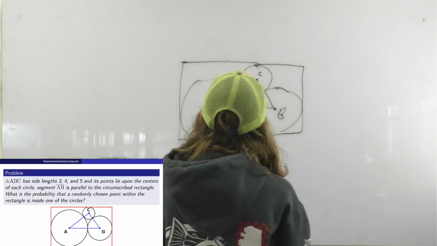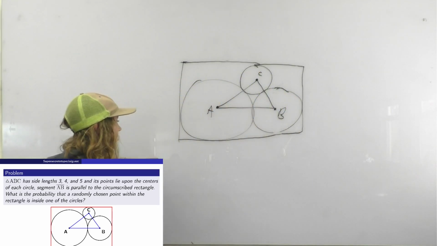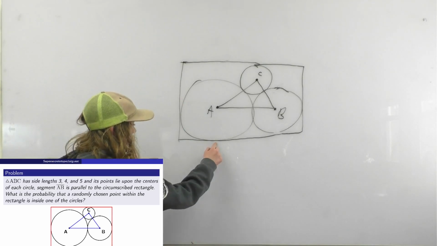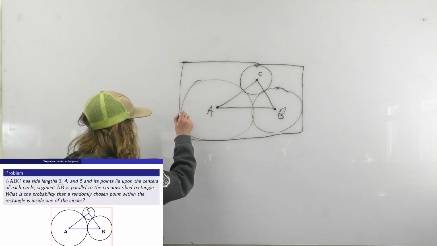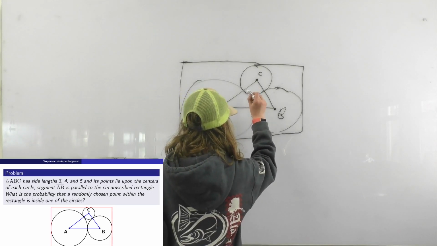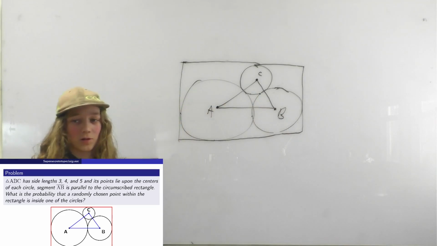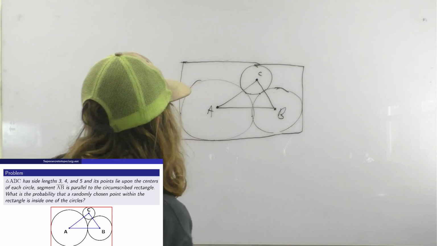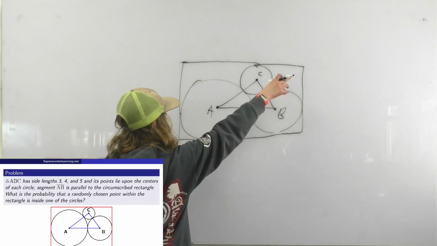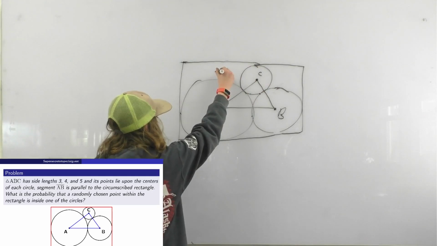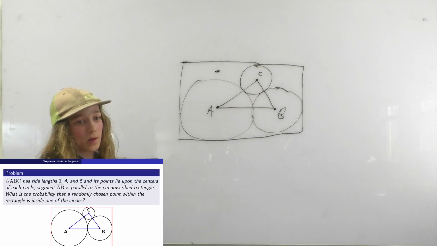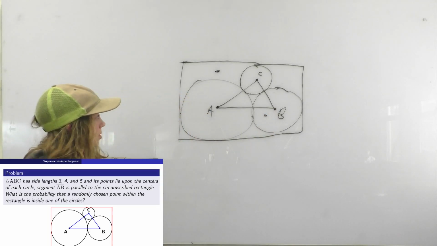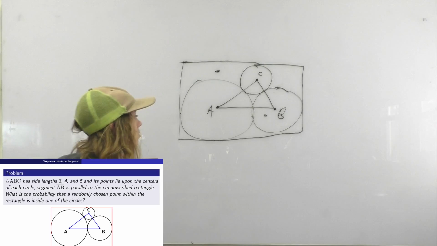So one thing to note is that it doesn't say this, but these circles and squares are tangent, meaning that there's one point right here that they touch, one point right here, and one point where everything touches. And so what the question is asking is, say we pick a random point within this rectangle, let's say it's right here, that would not be inside the circles. And then we have one right here that would be, and we're trying to find the probability that a randomly chosen point is inside one of the circles.